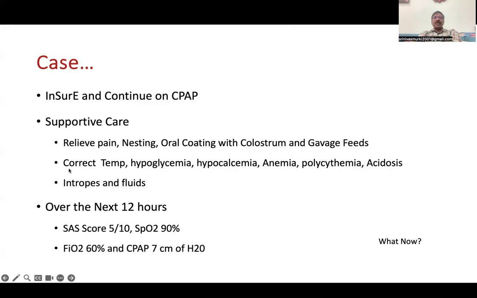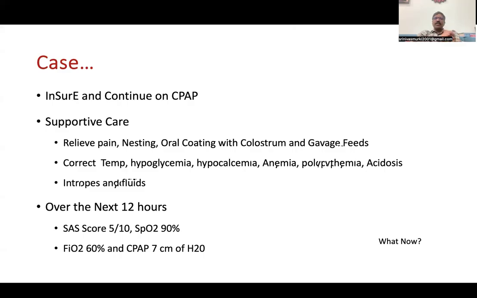Other supportive care was also taken care of. Baby's pain was relieved. He was cocooned and nested. Temperature control was taken. Mouth was coated with colostrum. Some enteral feeds of 2 ml were given early, and temperature was maintained between 36 and 37 on the skin. Baby's sugar was maintained. Hypoglycemia and hypocalcemia were ruled out.